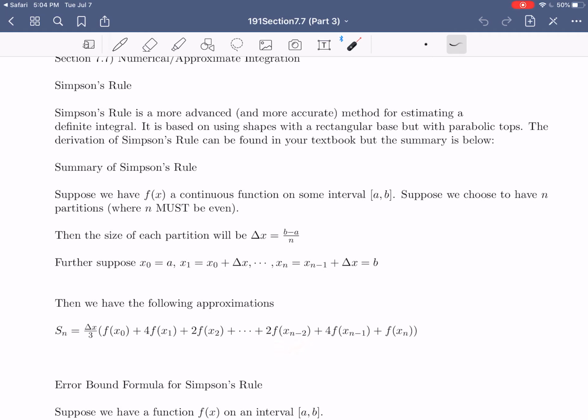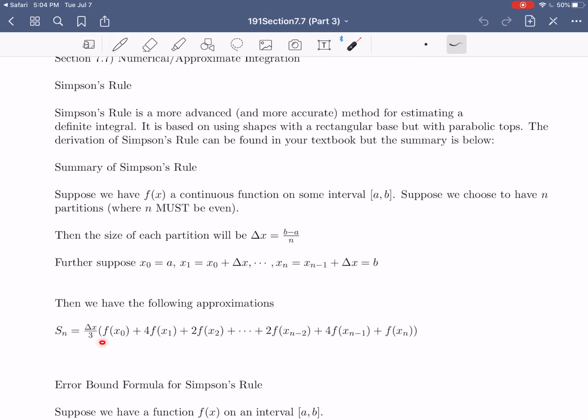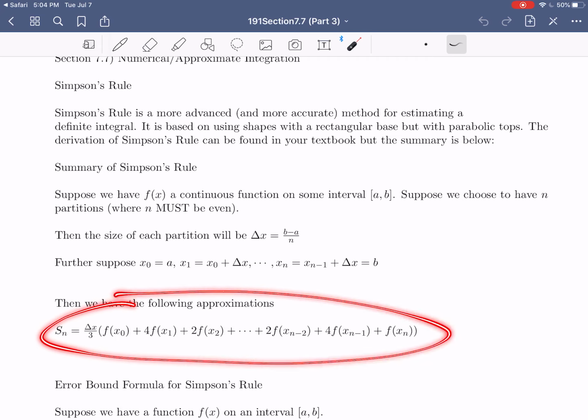So you'll notice that the first and last have 1s, and then the pattern in the middle is 4, 2, 4, 2, 4, 2, etc., until you end on 2, 4. So it'll always begin with a multiple of 4 and end with a multiple of 4, and the very ends are always just single factors, no multiplication there. So this is our Simpson's rule approximation.